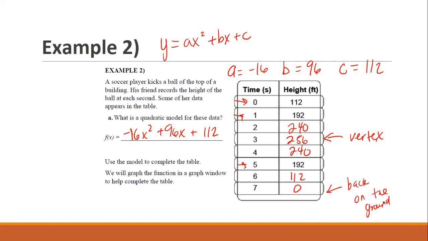All right, that is modeling with quadratics, quadratic regressions. Any questions, comments, concerns, anything you need me to reiterate?